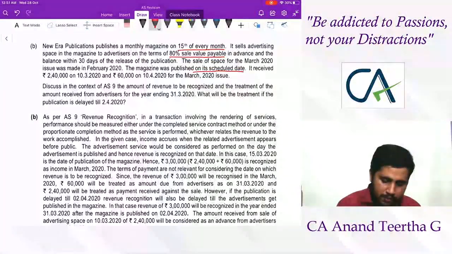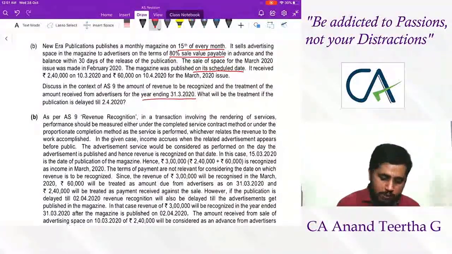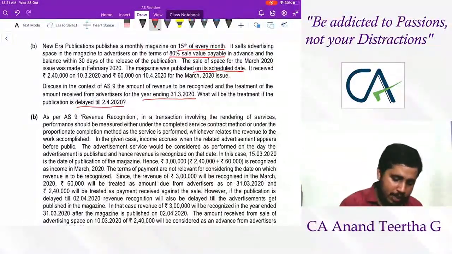Discuss in the context of AS9 the amount of revenue to be recognized in the treatment of the amount received from advertisers for the year ending 31/3/2020. What will be the treatment if publication is delayed till 2/4? This had come in MTP.